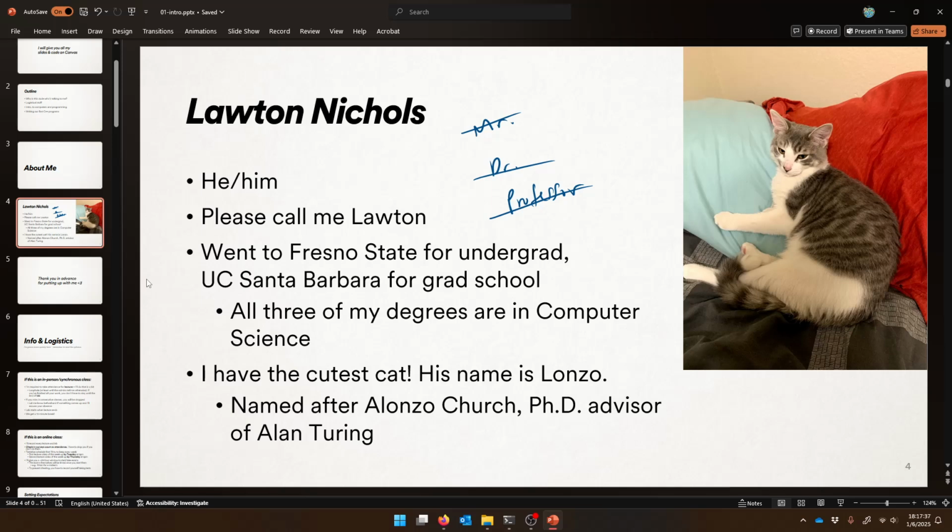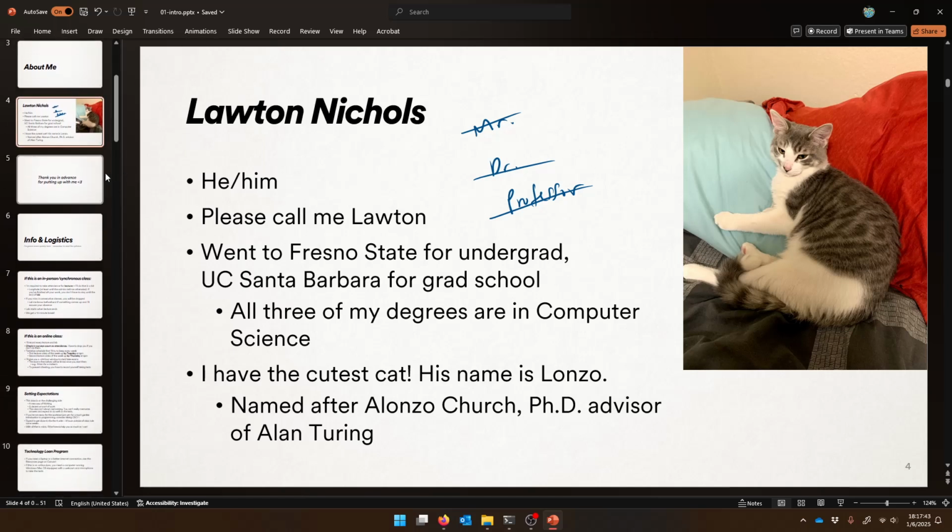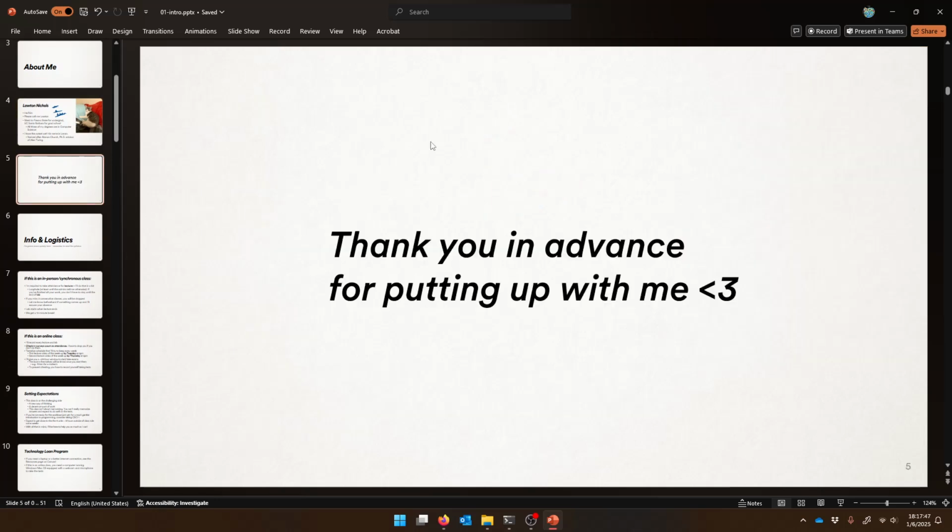I like to play guitar, I like to run and hike and dance, so feel free to talk to me about those things as well as programming in office hours. But yeah, that's a little bit about me and my background, and I just want to start off by saying thank you in advance for putting up with me throughout the semester.